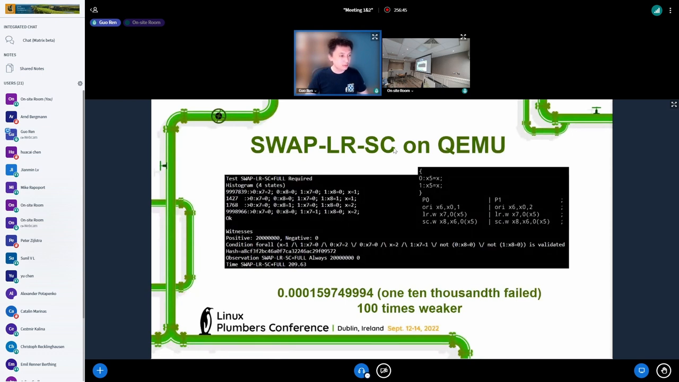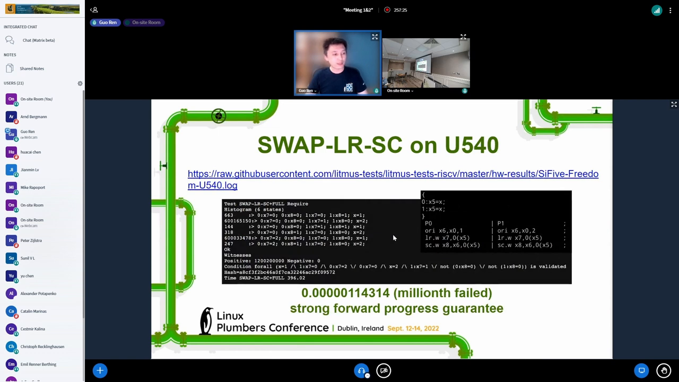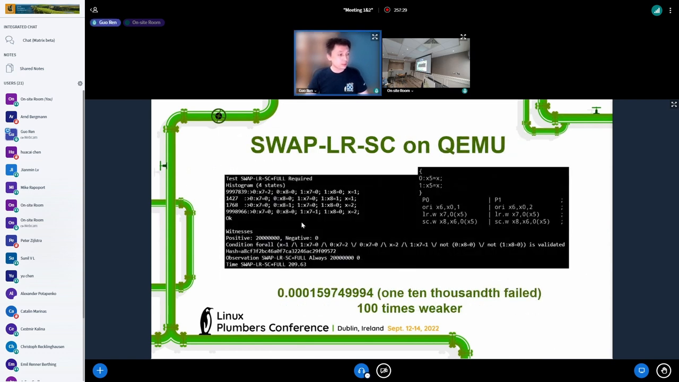So I ran the same test on QEMU. The QEMU implementation is not correct, because QEMU uses CAS to implement load reserve when it is translated. So I thought that QEMU should have a weak forward guarantee. But the result is just about 100 times weaker than the U740. So it's not so weak. I think it's because QEMU executes so sequentially.